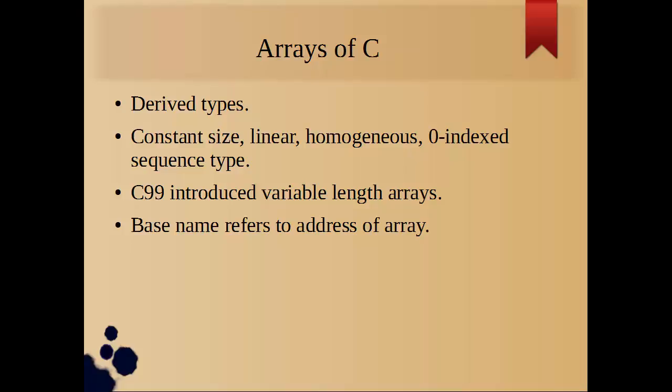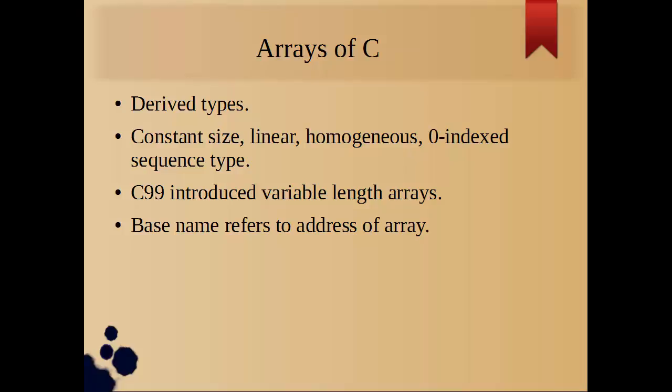These are constant in size. That is, once declared, its size cannot be changed. These are linear in memory. That is, they occupy one full chunk of memory without gaps in there. It's homogeneous, in the sense the entire array is made up of the same data type. Zero indexed. That is, it's an index type with index starting from 0, and it's a sequence type.